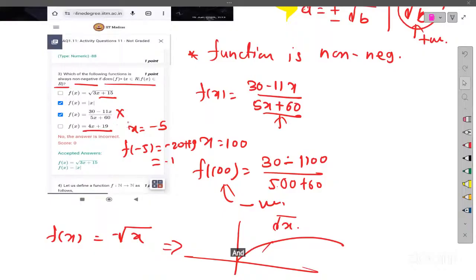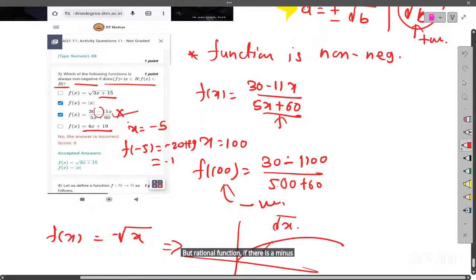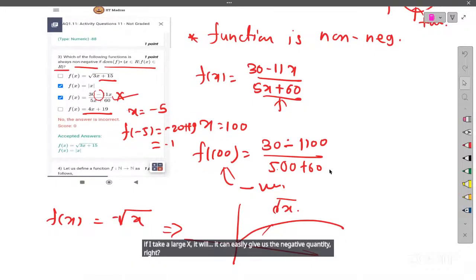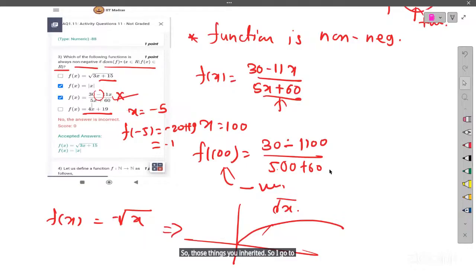And see, these rational functions also you can figure out. The straight line is easy, but for a rational function, if there is a minus sign, then you can say that if I take a large x, it can easily give us a negative quantity, right? So those things you have to judge. Yeah. So I'll go to the next question.